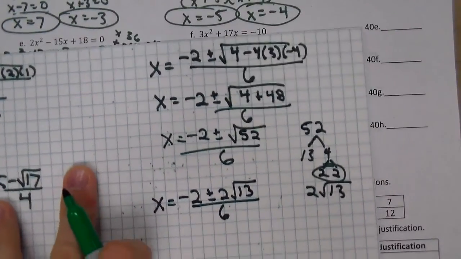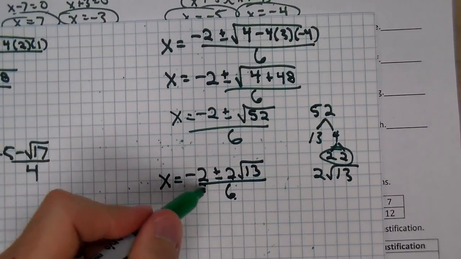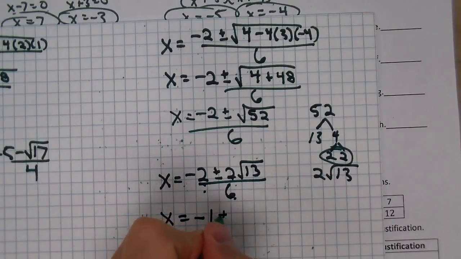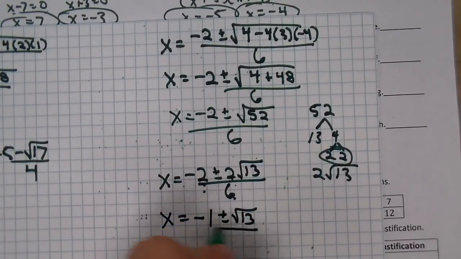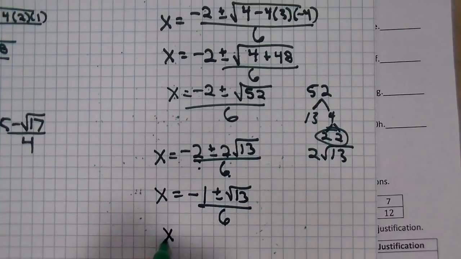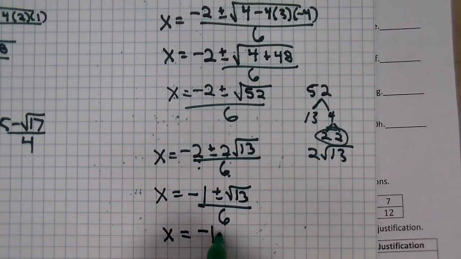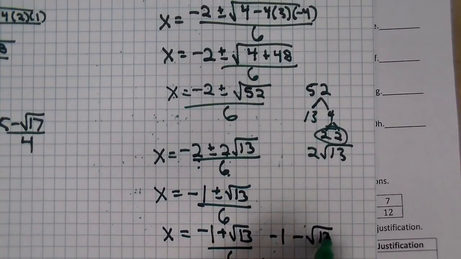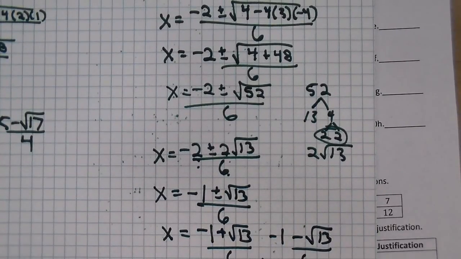Now, in factoring these, since all three of these have a common factor, I'm going to divide out a 2, and it's negative 1 plus or minus root 13 over 6, which we could leave as that, or write negative 1 plus root 13 over 6, and negative 1 minus root 13 over 6.